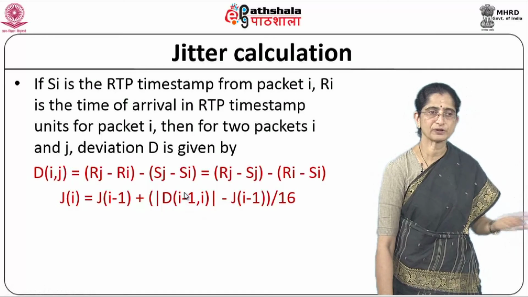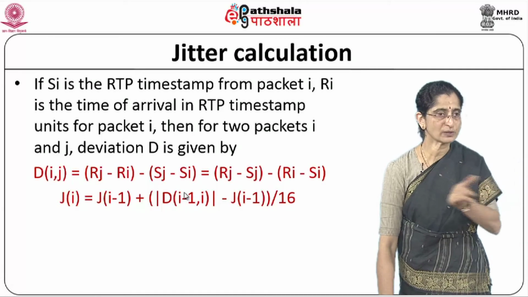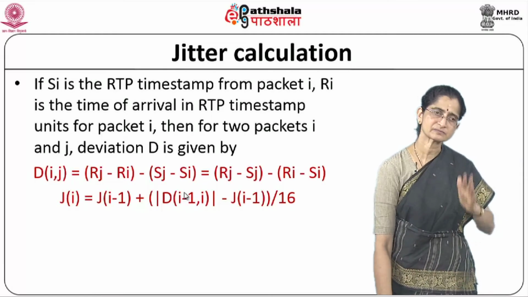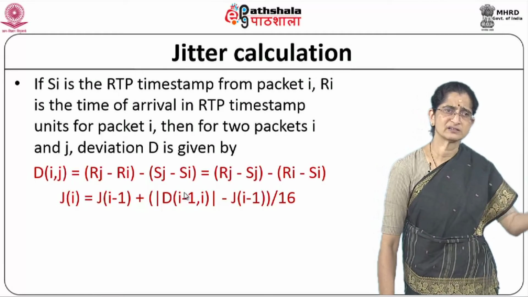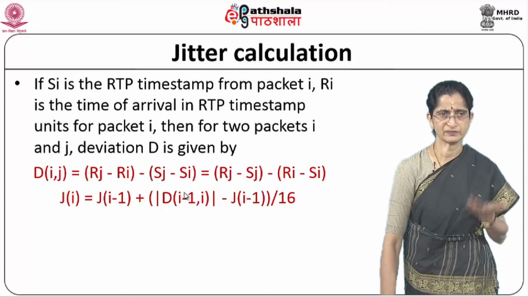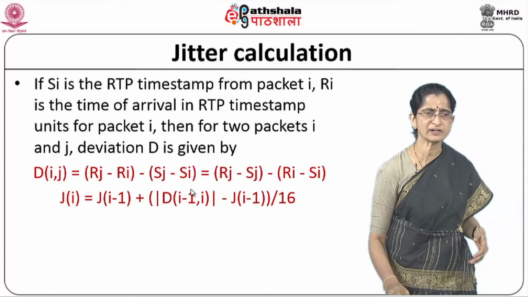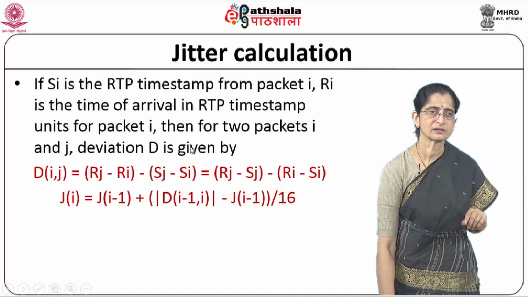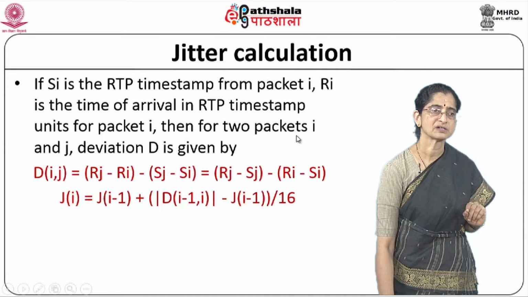Once this is reported, of course you can adjust your playout time based on the jitter that you have calculated at the receiver side. The sender and all the other receivers also get to know about the delay variation that we have, and accordingly they may do whatever adaptations are required. So that is about the jitter calculation.